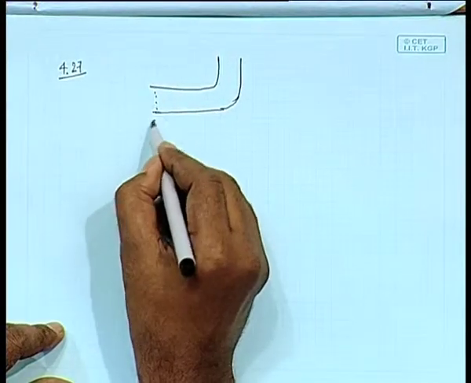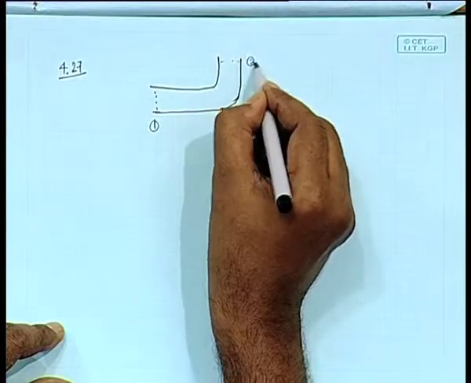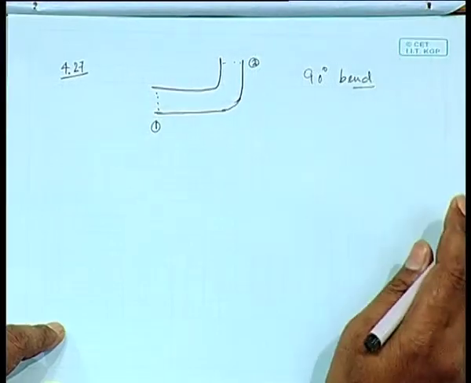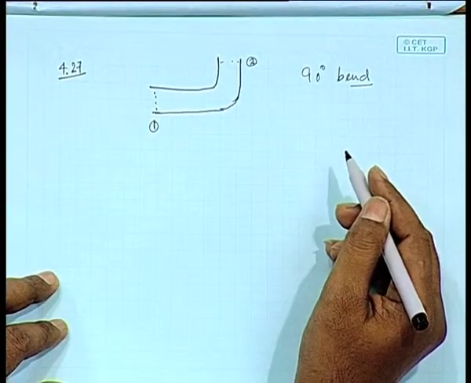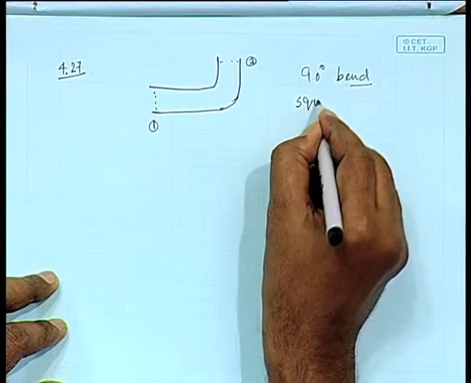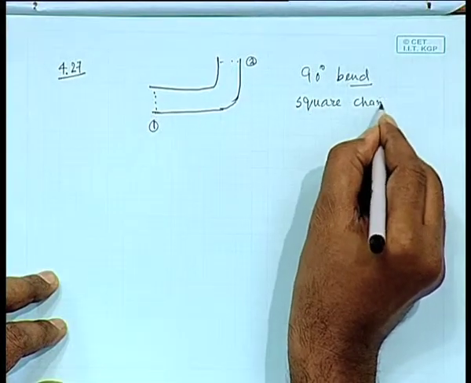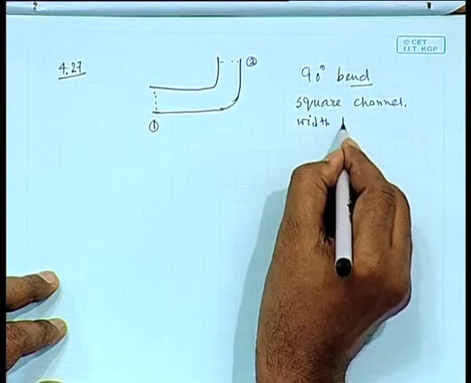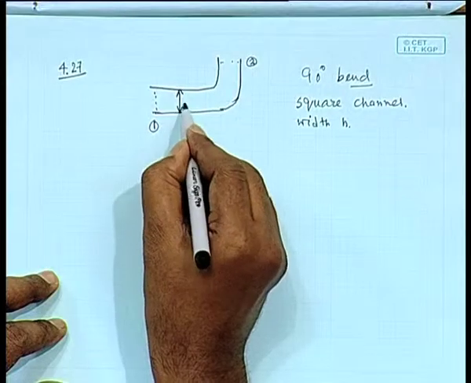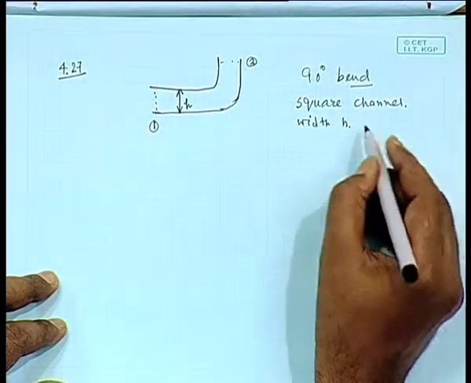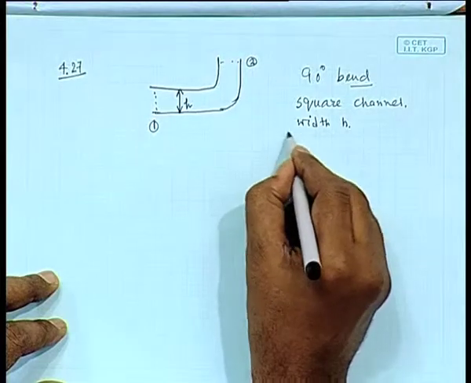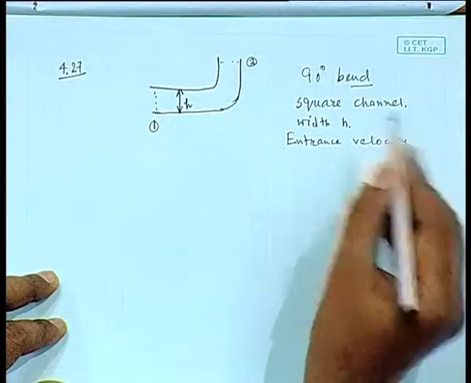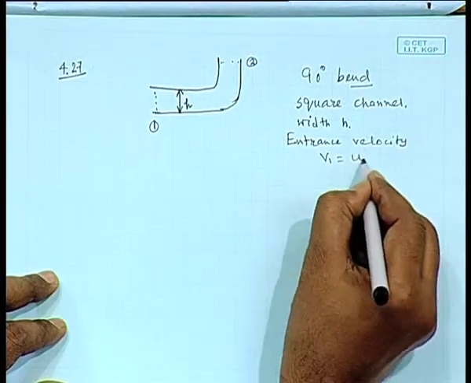So, this is phase number 1, this is phase number 2, and this is a 90-degree bend. It is a square channel, width h, this is h. The entrance velocity at 1 will be the uniform velocity, that means V1 equal to u.